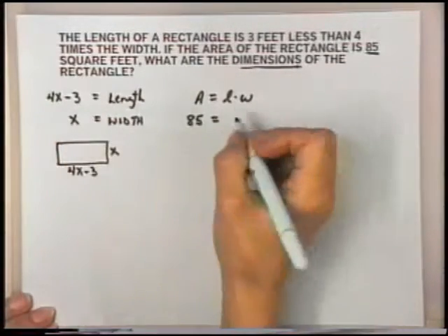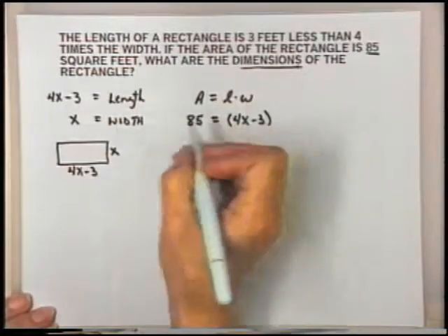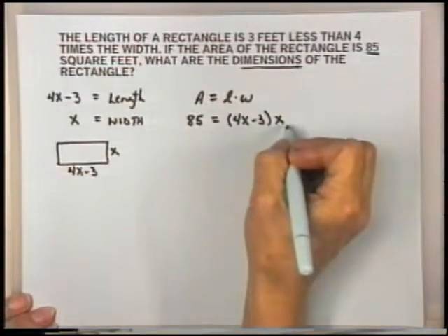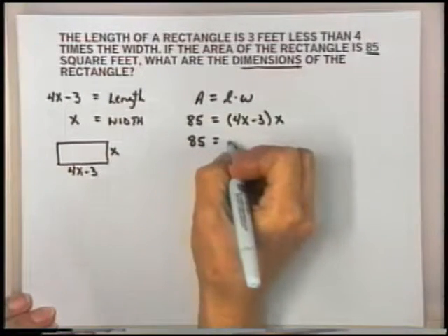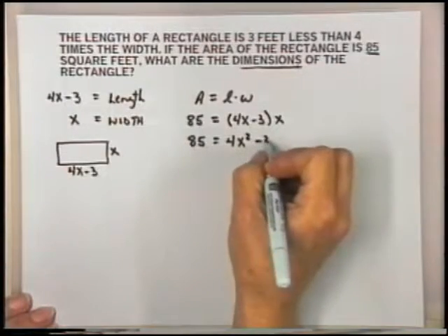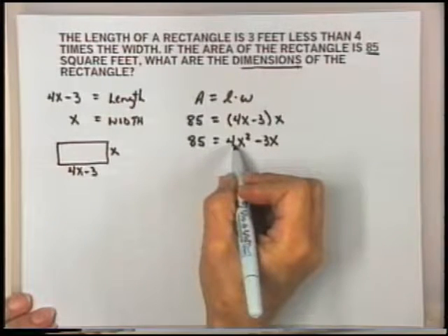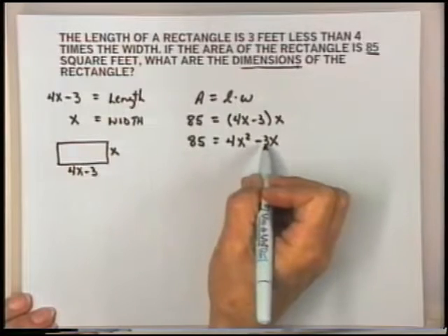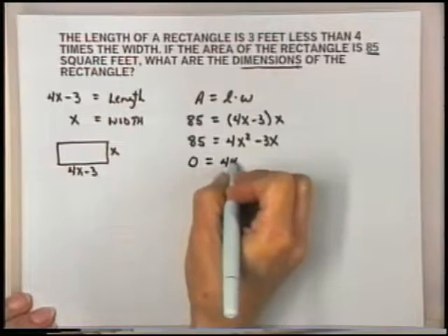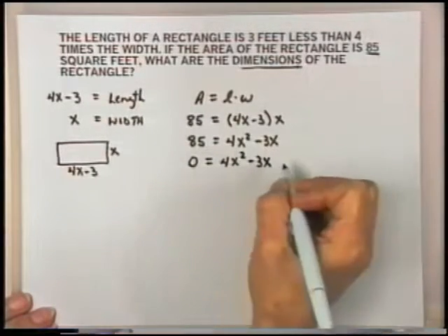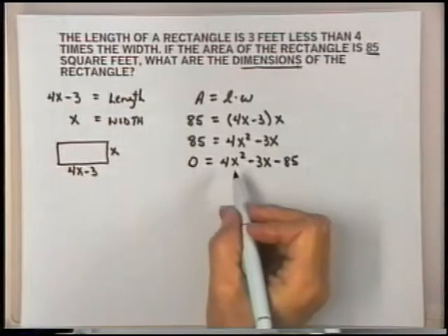Do we know L? L is length. You'll notice we have an expression here, 4x minus 3 for the length, times width. For width we have x, length times width. Let's clear the parentheses. 85 equals 4x squared minus 3x. We have a quadratic equation. Since our coefficient is positive, and we're here on the right-hand side of this equation, let's just subtract 85, and we'll put our 0 on the left-hand side this time. 4x squared minus 3x minus 85 then is equal to 0.